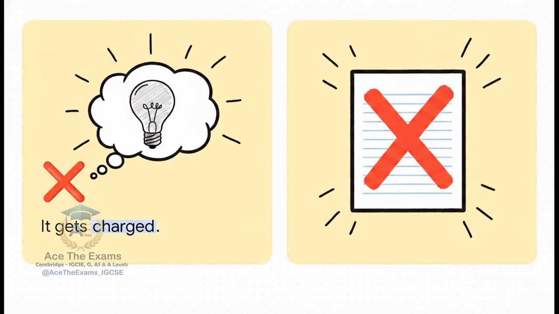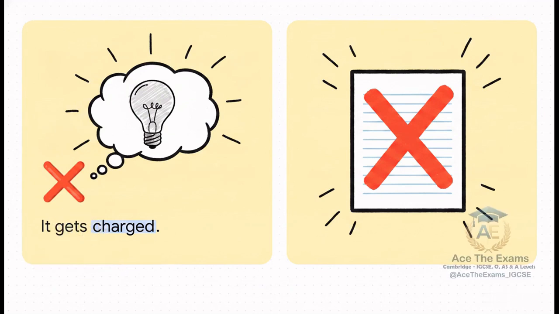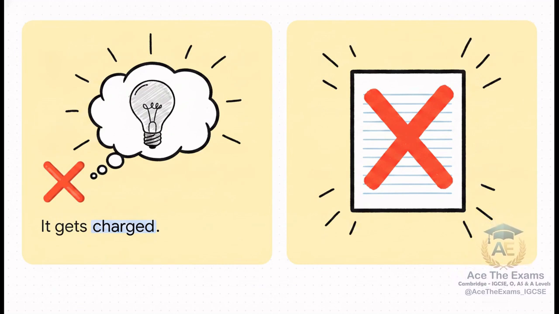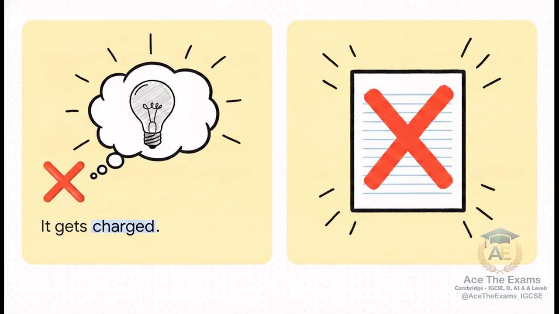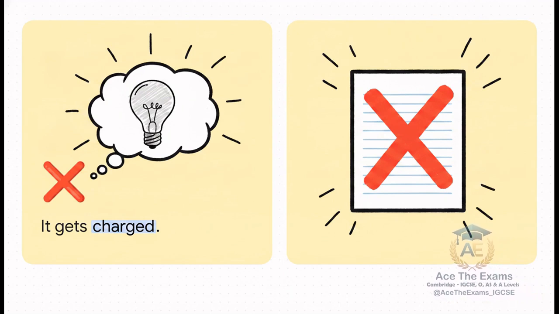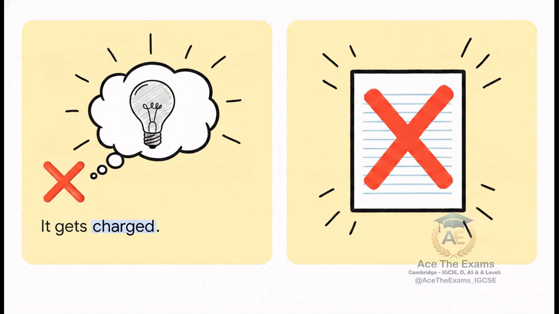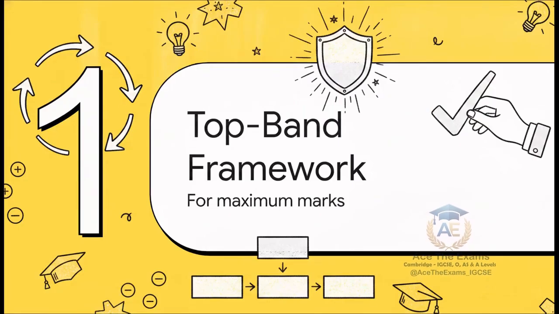And here's the exact problem with standard revision. A student writes, "it gets charged." The result? 0 marks. Nada. Knowing the general idea in your head is totally useless in the exam hall if you don't have the specific wording. Ordinary revision fails because it just focuses on memorizing facts rather than structuring those facts to meet the mark scheme's exact demands. Which brings us to the top-band framework.